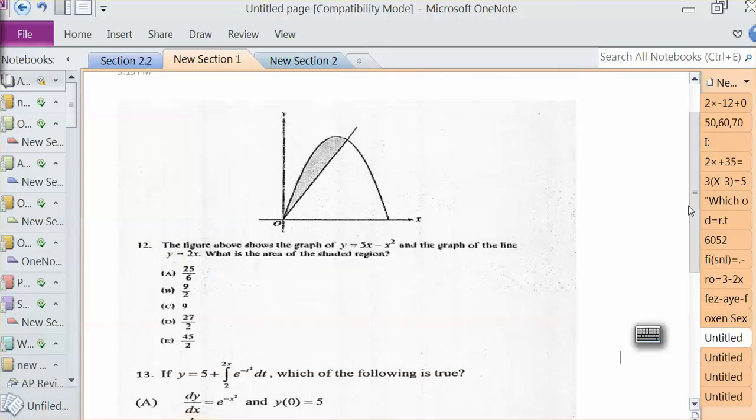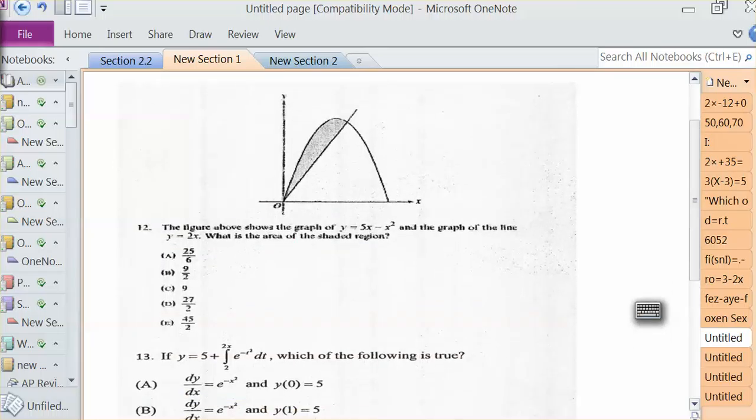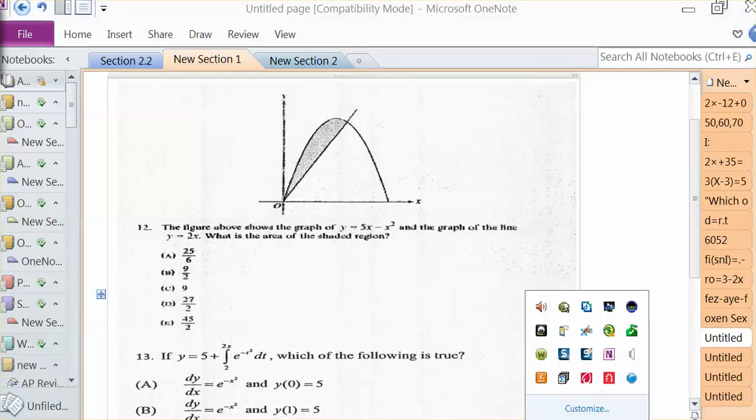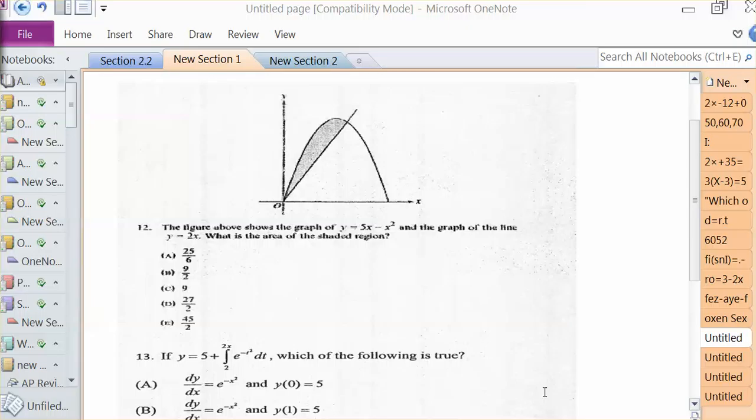Okay, for number 12, we have 2 graphs here: y equals 5x minus x squared and y equals 2x. We're trying to find the area of the shaded region. That's an easy one.